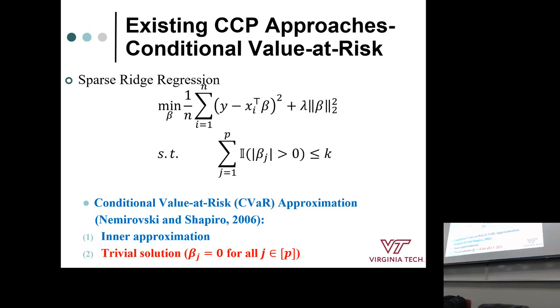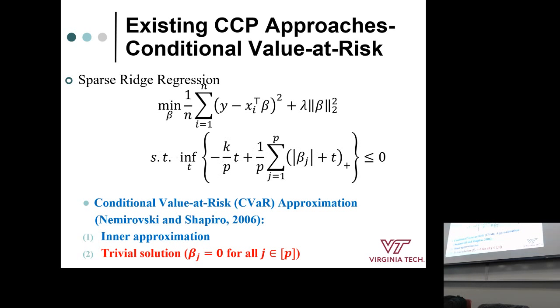This has been shown by Nemirovski and Shapiro: conditional value-at-risk is the tightest convex inner approximation we can have for a general chance-constraint model of indicators. But if we do this kind of conditional value-at-risk approximation, you plug in here and do a little bit of math, and you will see that it leads to trivial solutions. The only possible solution for this inner approximation is beta equals zero. So it's not hopeful if we do the convex approximation.